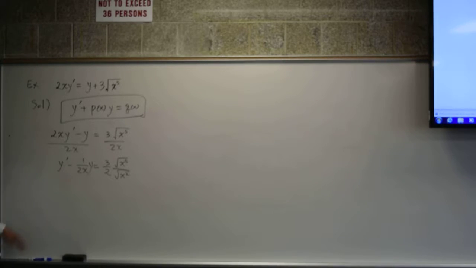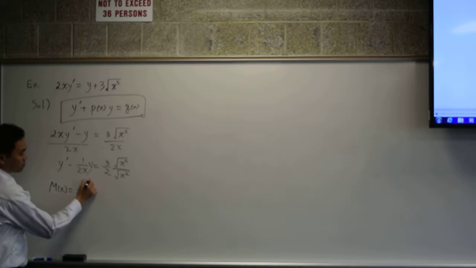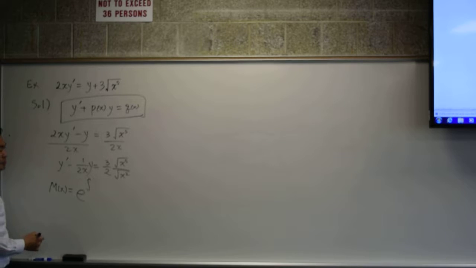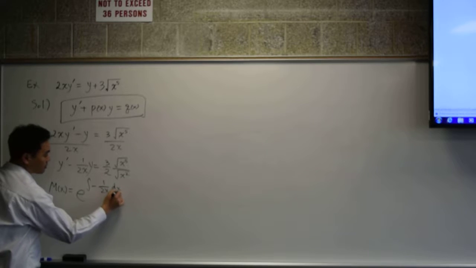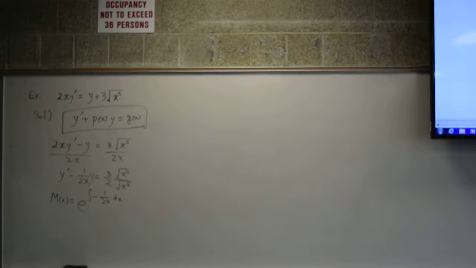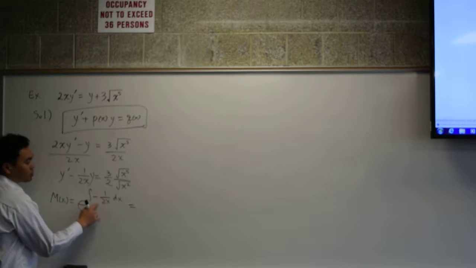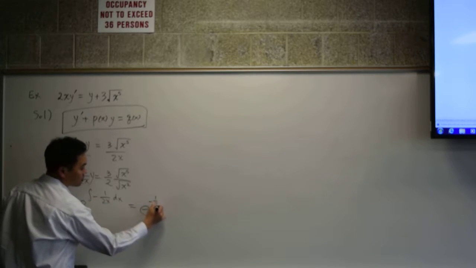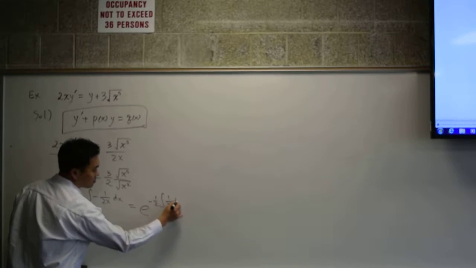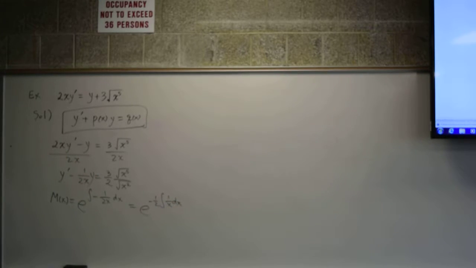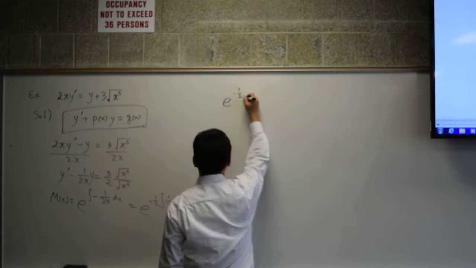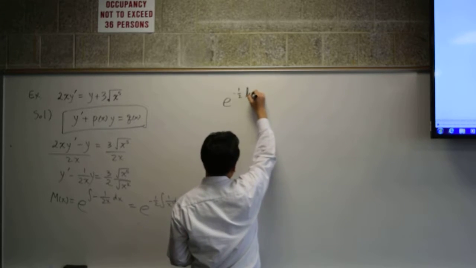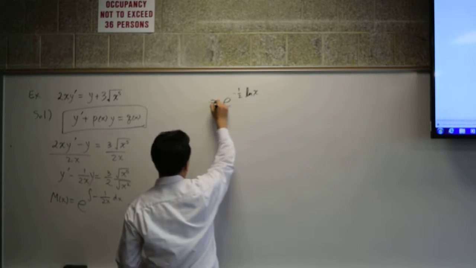All right, so we have this. Now what is m of x then? e to the integral of negative 1 over 2x dx. Let's compute this. Negative 1/2 can be pulled outside the integral, which leaves you with just 1 over x. That's it. And then e to the negative 1/2 times the integral of 1 over x, which is ln of x. So that's m of x.